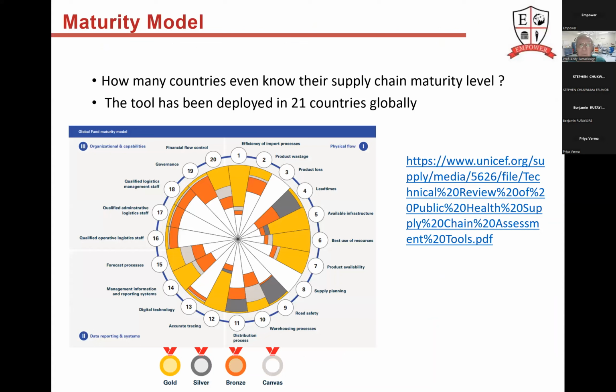If we look at what is your supply chain maturity level, we have a tool that measures how good the supply chain is. And at the top of the list, we have the gold, and down at the bottom of the list, we have the canvas. Tools being done in 21 countries. Do you know what the maturity level is for your country? What's the supply chain maturity level for your country? In the Q&A session, I'll ask you again. But just think about that. If you don't even know what your maturity level is, how are you going to do any PSM planning?